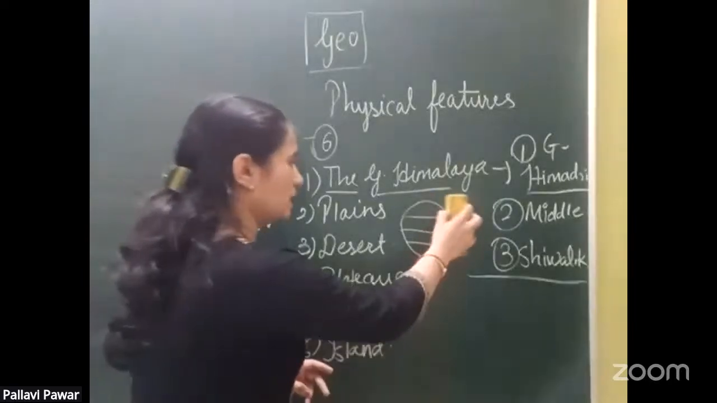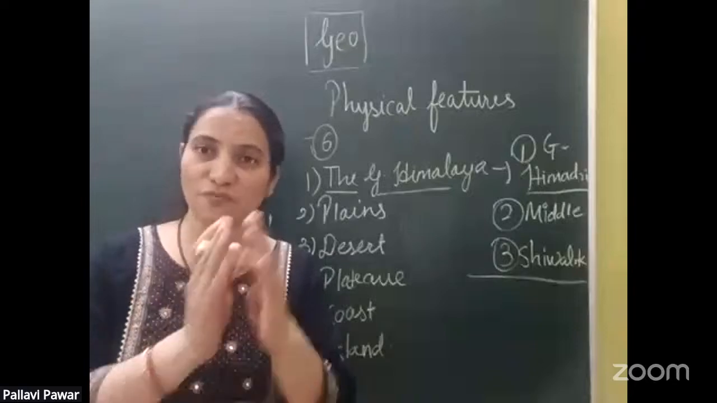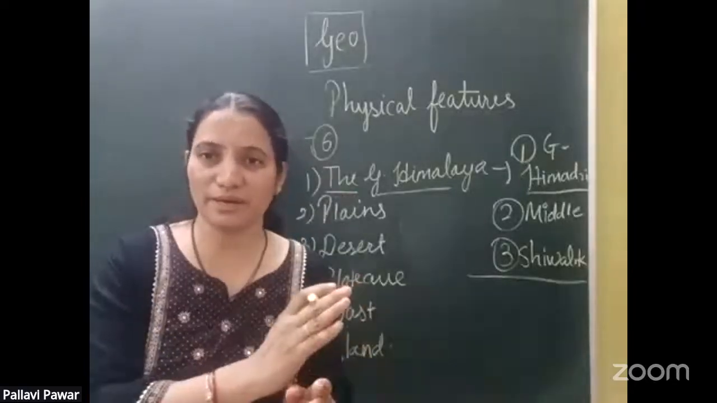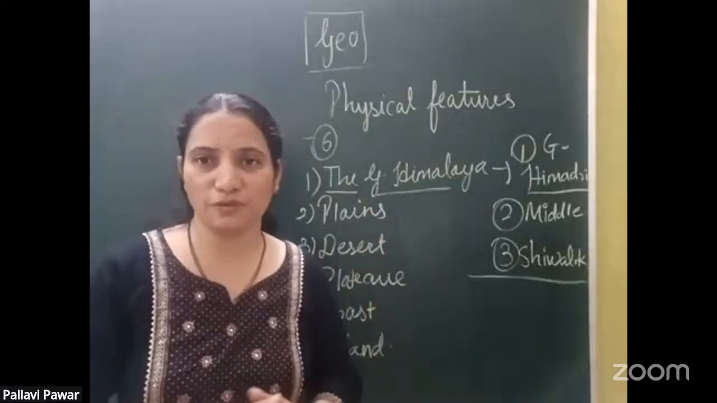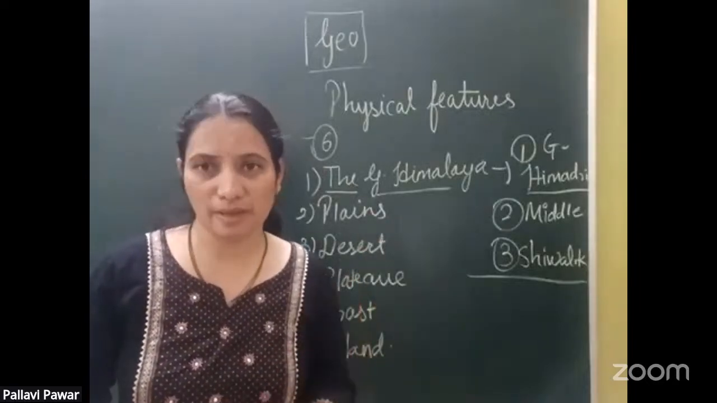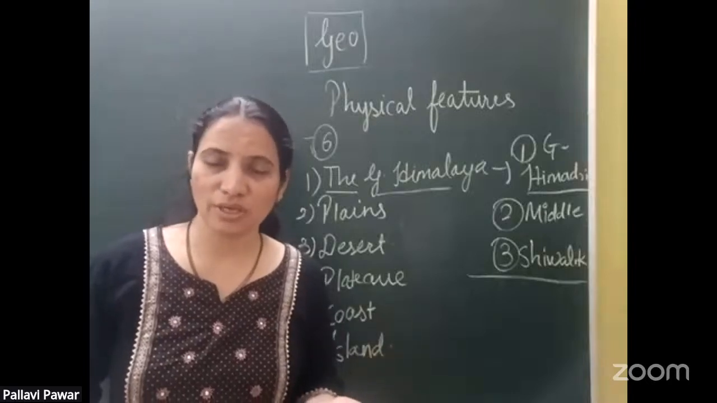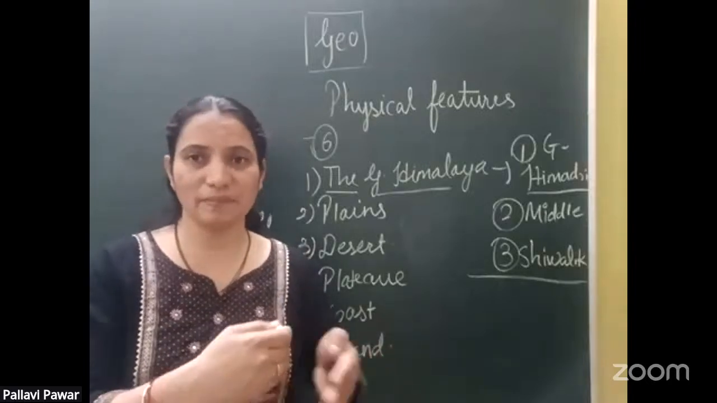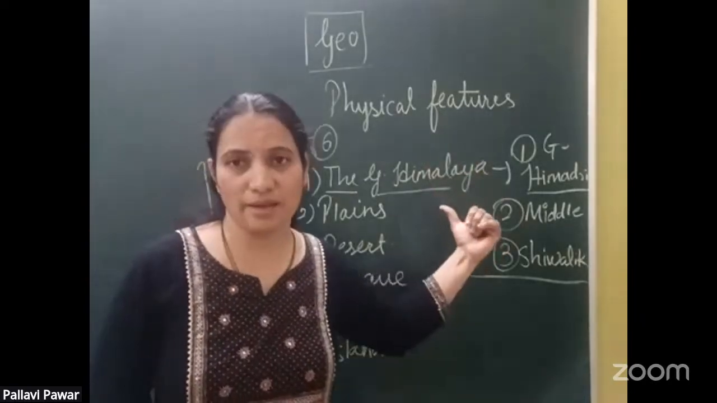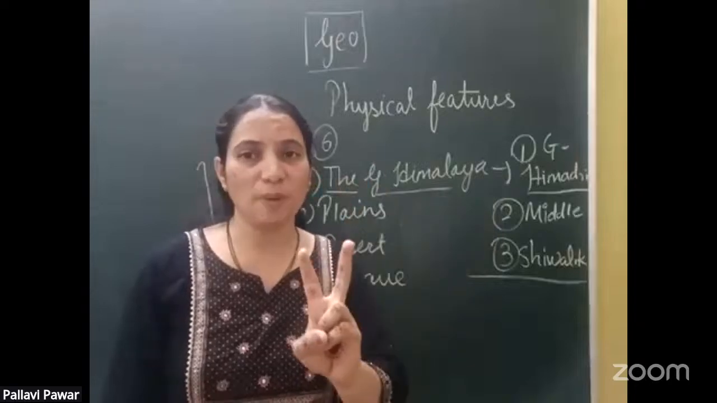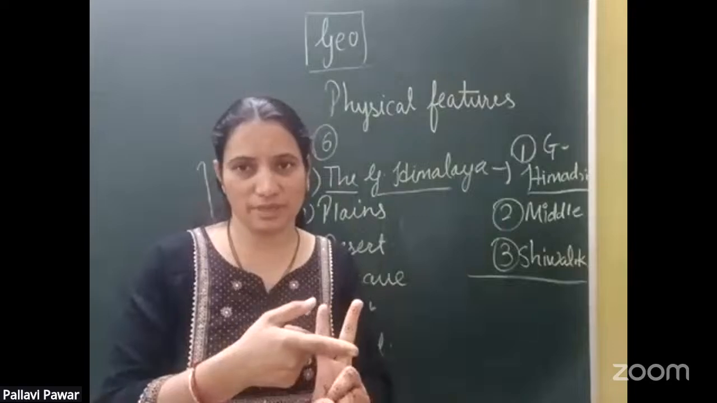Now if you are talking about the longitudinal extension, on the basis of rivers, the Himalaya is divided into different parts, like Punjab Himalaya, like Kumaon Himalaya. So here like this, the Himalaya is divided. Means the Great Himalaya is divided into two parts: the latitudinal extension and the longitudinal extension.